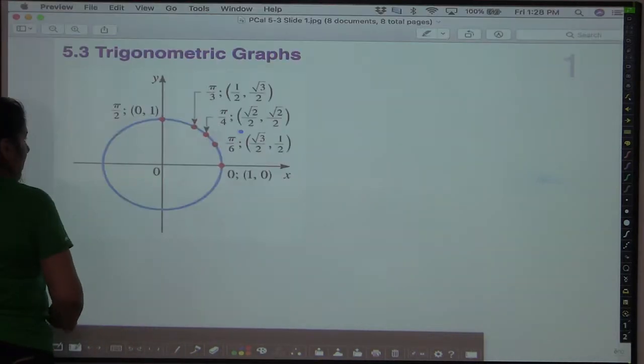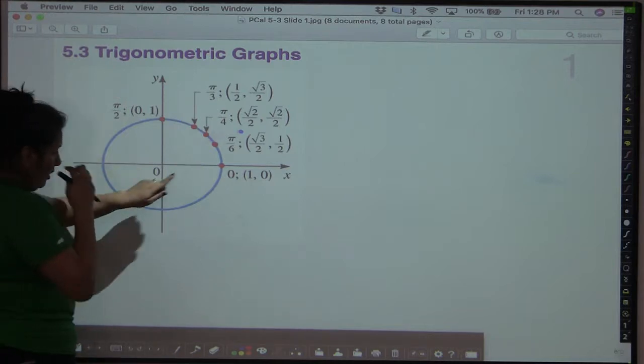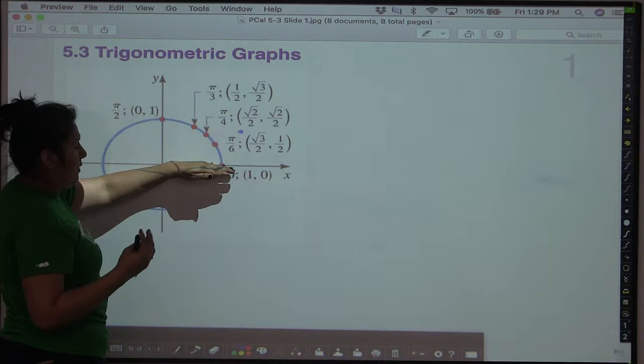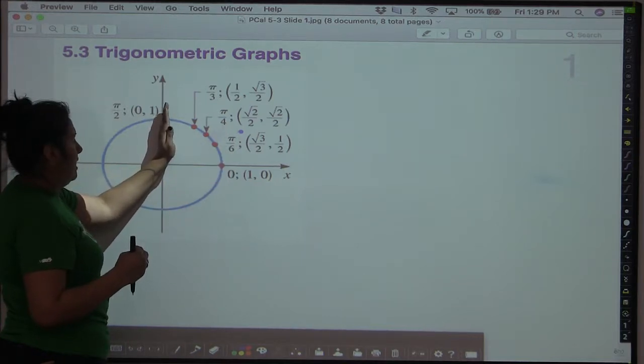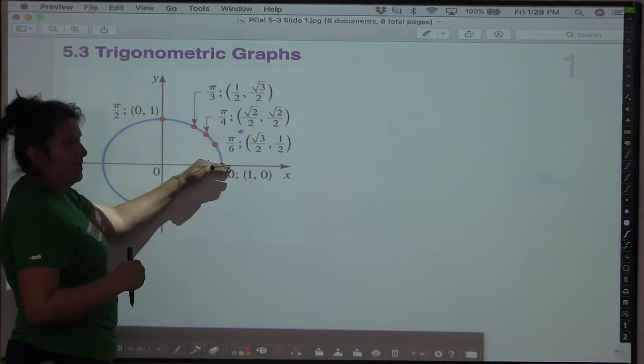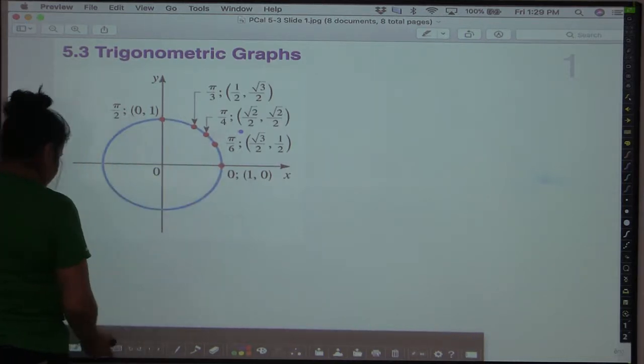So again, the first quadrant is going to go, my t-axis is going to go from 0 degrees or 0 radians all the way to pi over 2 radians, and then to pi, and then to 3 pi over 2, and then finally to 2 pi. So that's what I'm doing there.